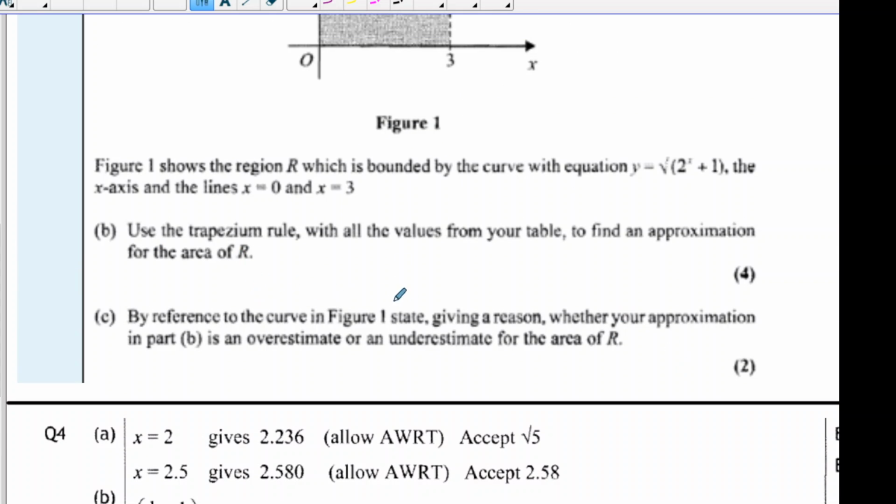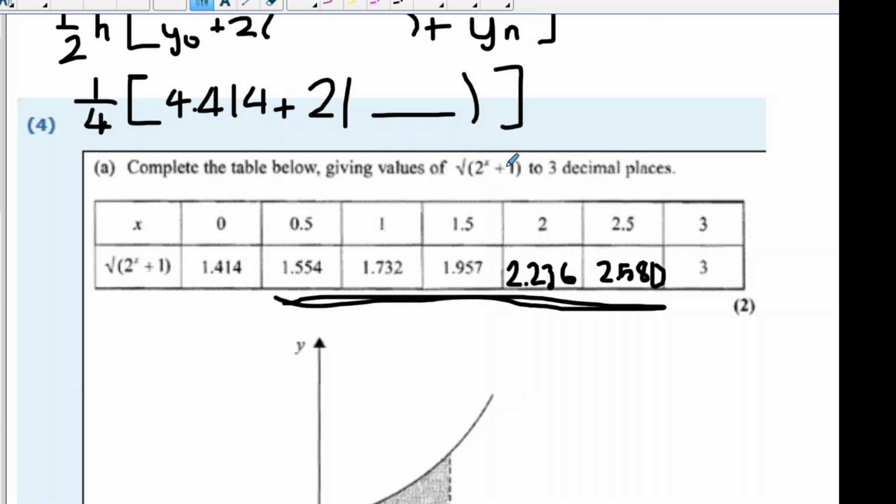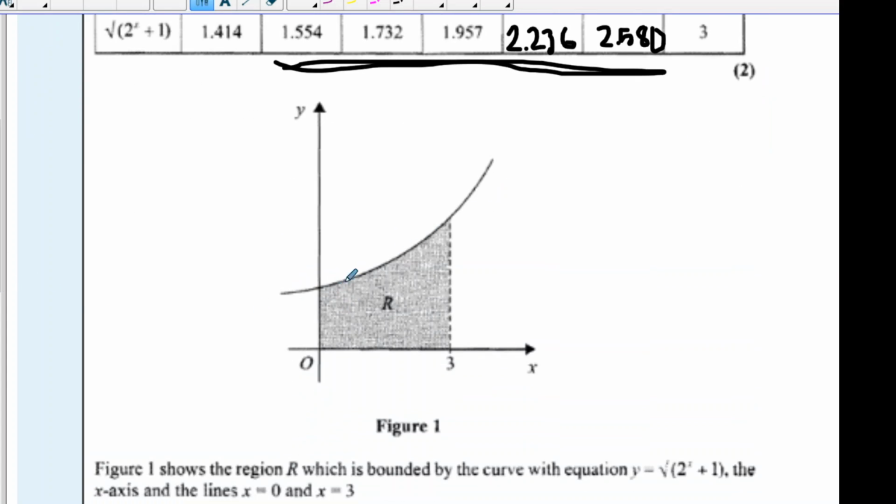2 points. By reference to the curve, give a reason whether your approximation in part B is an overestimate or an underestimate. Now, this is one that some people started to get a little wrong on the homework, in the fact that if they could actually work out the integral, they actually did work out the integral and then compared the two answers, and from that said whether it's an overestimate or an underestimate. When they give you the picture, that's not what you actually want to do. You just want to physically look at what the trapezoid actually is, or the trapezium.